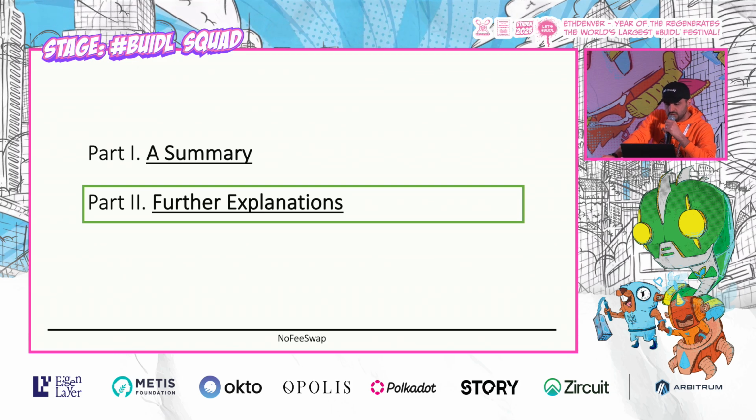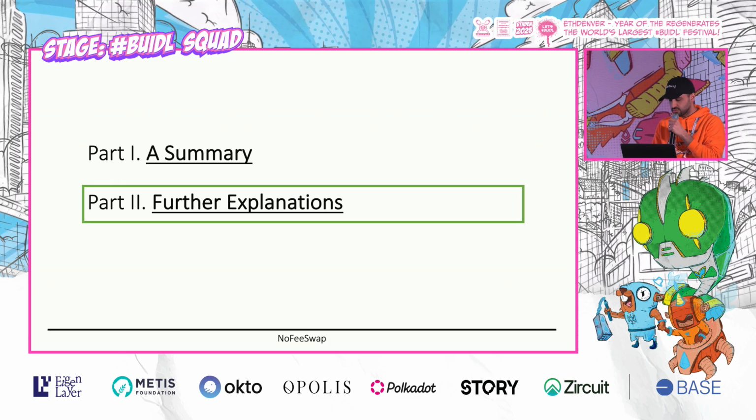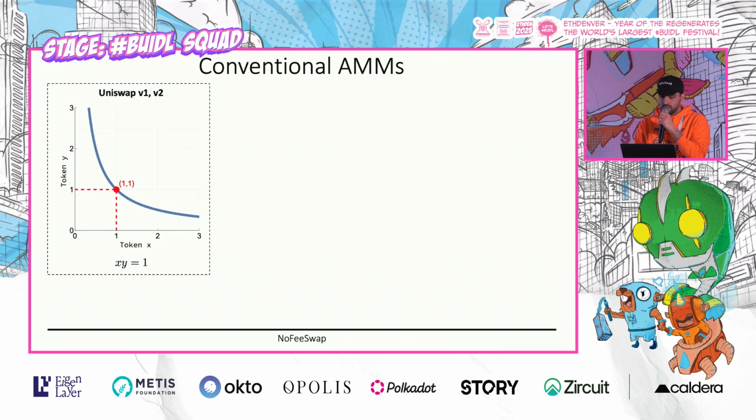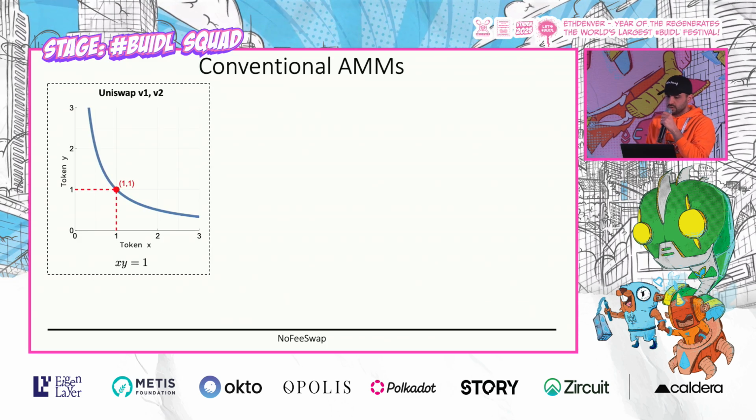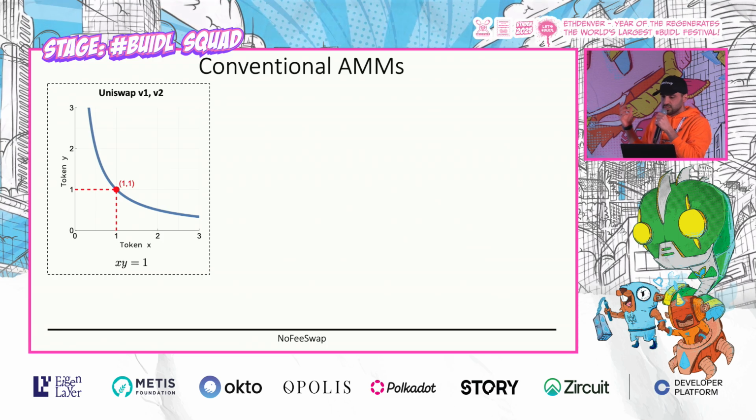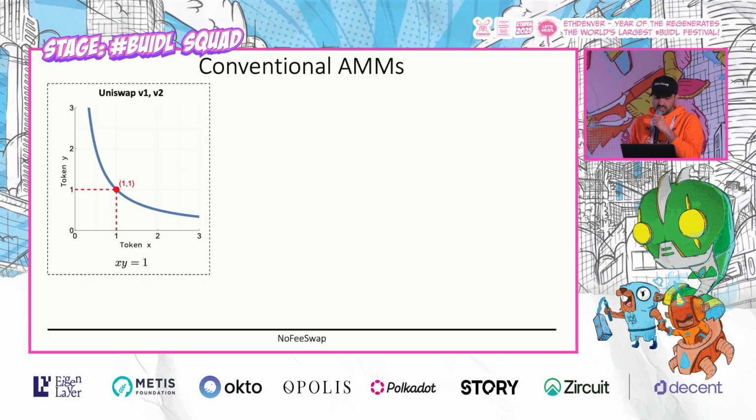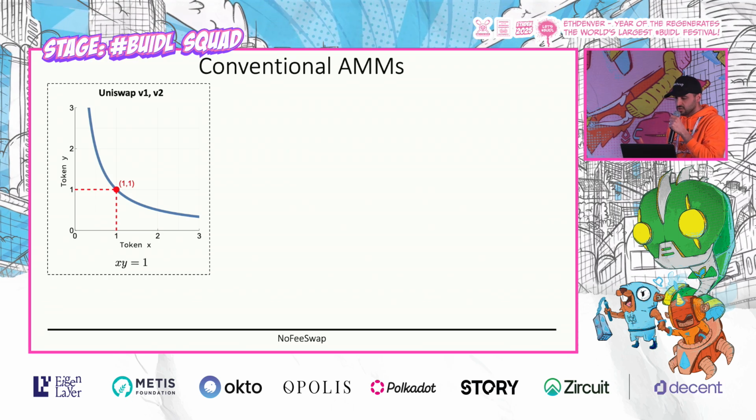So in the remainder of this presentation, we elaborate a bit more on some of the features that we just introduced. So the first feature that we are going to discuss more is customization within concentrated liquidity intervals. To this end, we need to briefly cover conventional AMMs.